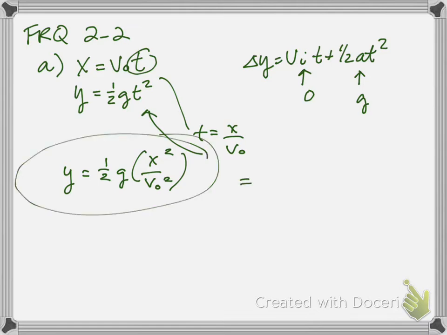You could simplify it to something like g over 2, x squared over v0 squared. Don't waste a lot of your time simplifying. What I've circled is good. So 1 point for the appropriate kinematic equations for the x movement and the y movement, and then 1 point for combining using t. That should be pretty quick to the front of your mind because t has always been our bridge between x and y movement. So there's 2 points for part A.